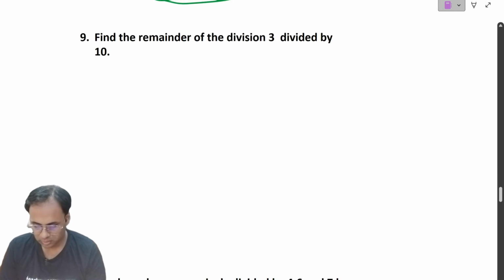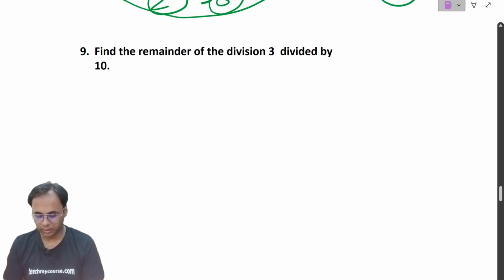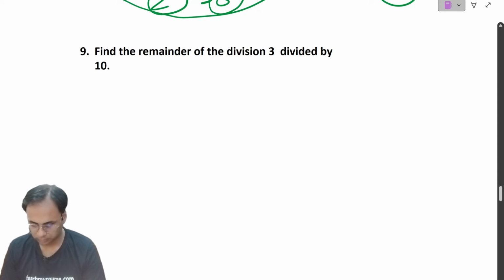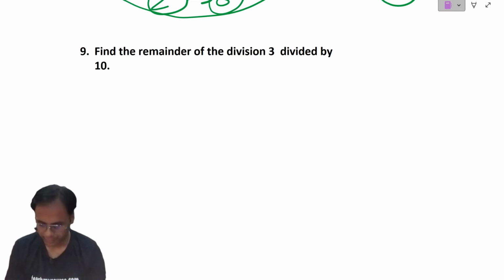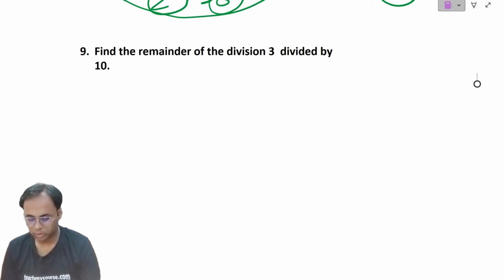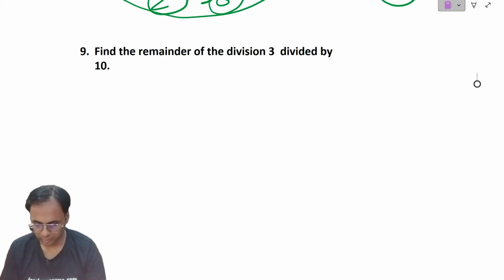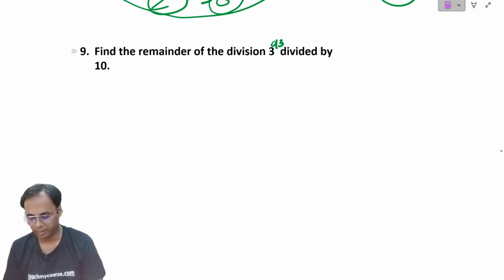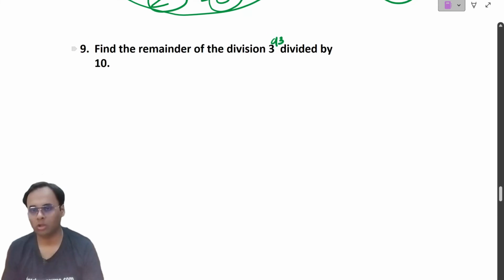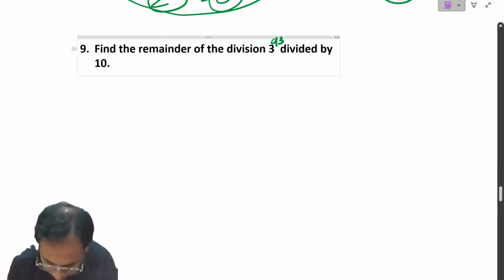Okay, next question is, find the remainder of the division, which is 3 raised to the power 93 divided by 10. Let us see if some sort of pattern exists here also.